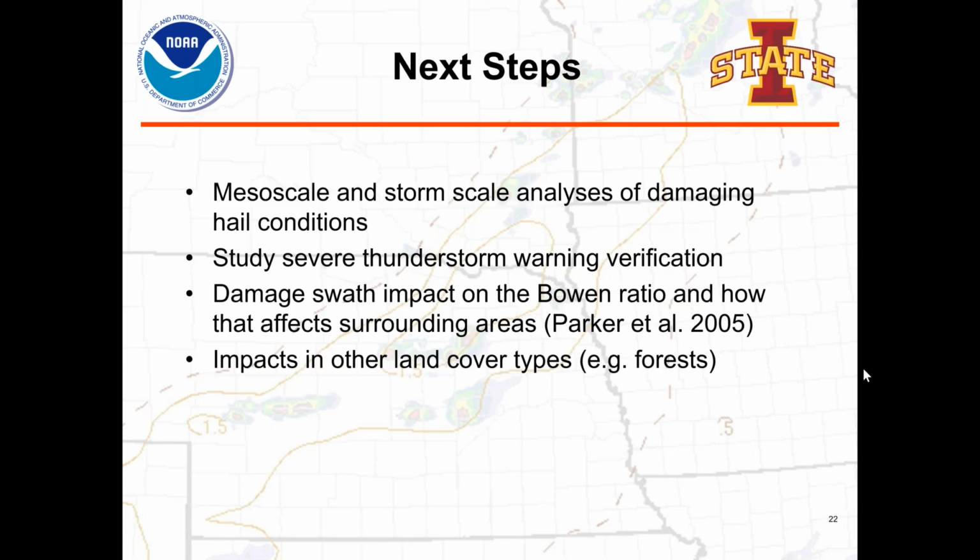And then impacts on other land cover types. Like I talked about how crops are showing up really well on NDVI change, grasslands can as well, but then forests, and really all of the southeast and eastern United States, where hail is still occurring, how well is that actually going to show up on the NDVI change maps?